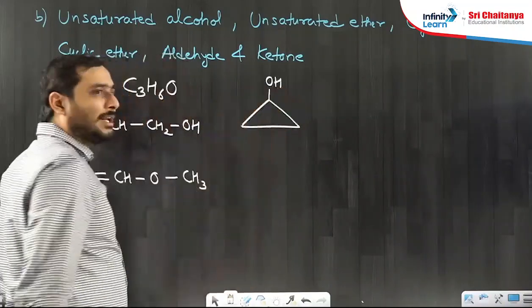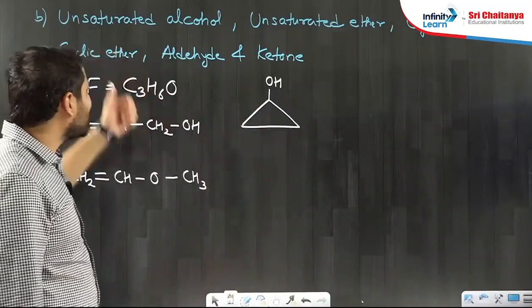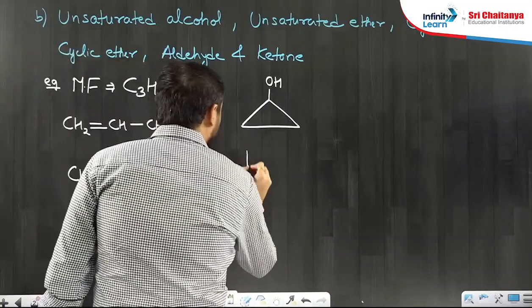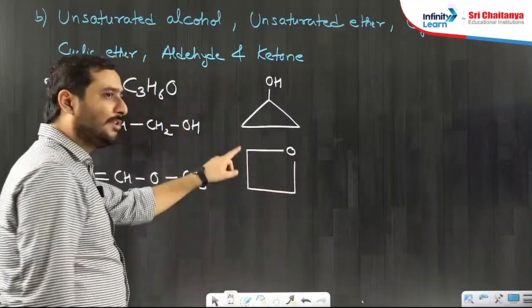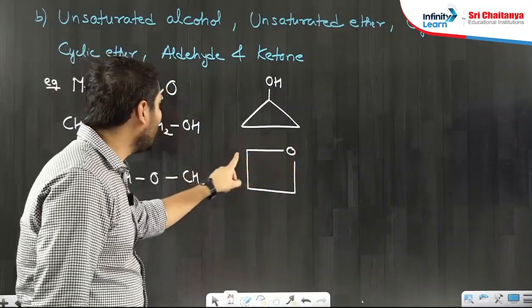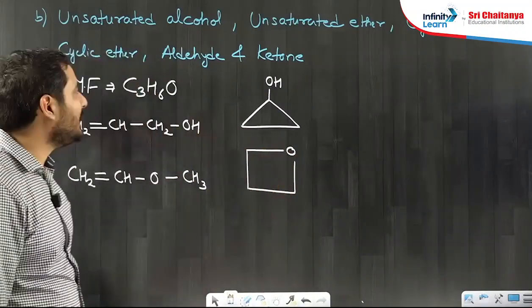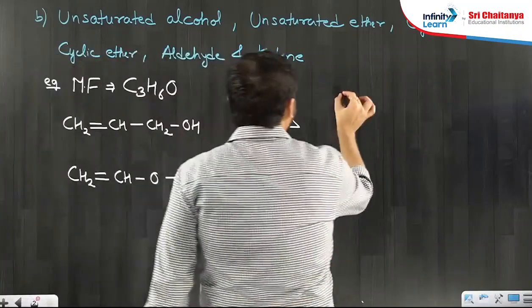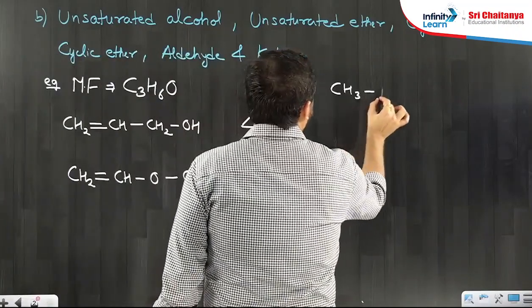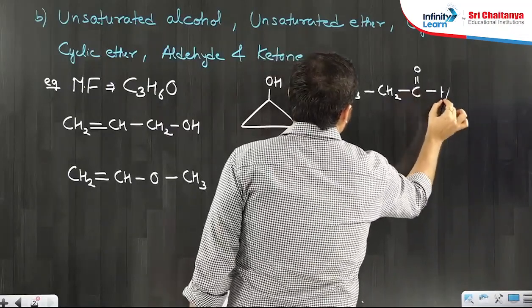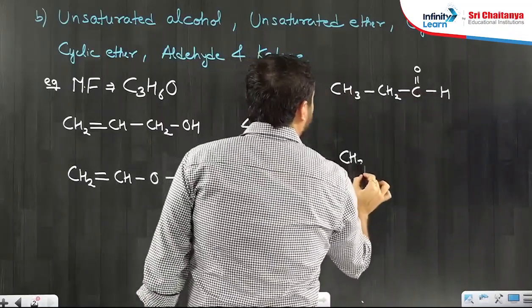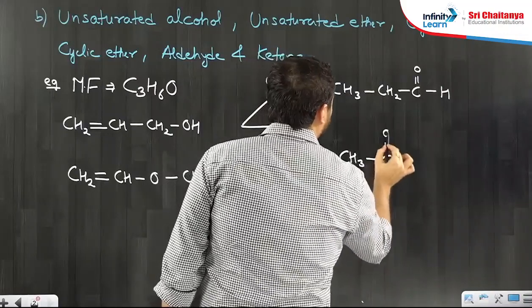so this is cyclic alcohol. Next what do we have to write? Cyclic ether. If we write cyclic ether, it is a 4-membered ring, out of which 3 are carbon and 1 is oxygen. So R-O-R. So this is cyclic ether. Next is aldehyde. 3 carbon atom aldehyde. If we take CH3, CH2, CHO. And next is 3 carbon atom ketone, CH3, C double bond O, CH3.